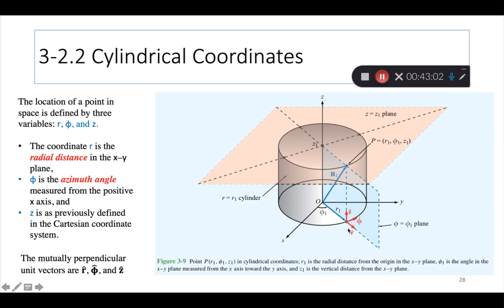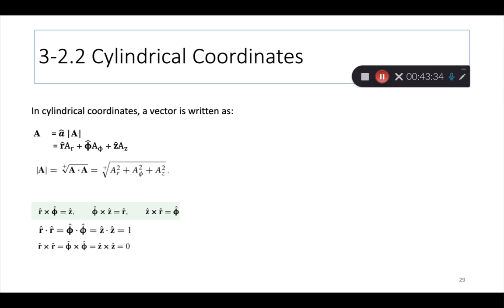So become familiar with how you're drawing the r unit coordinate, the phi unit coordinate tangential to this circle, and the z, which is the same as we had seen previously, but they exist and they are of length 1, but they are in different directions than what you're used to in the xyz system. The mutually perpendicular unit vectors are r hat, phi hat and z hat. Okay? Alright, gotta move on.